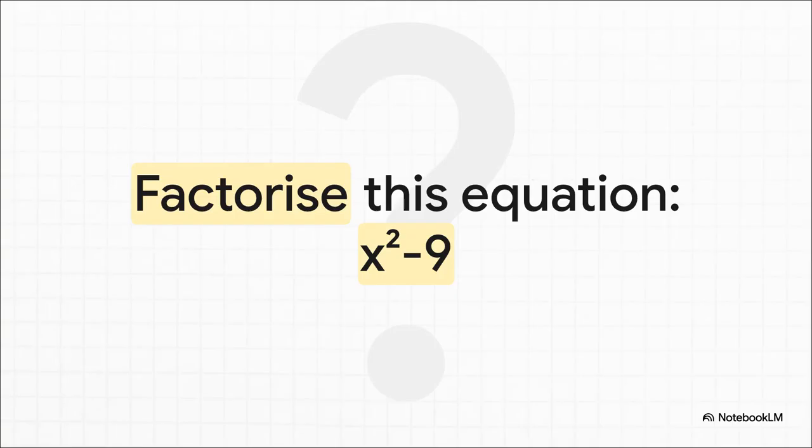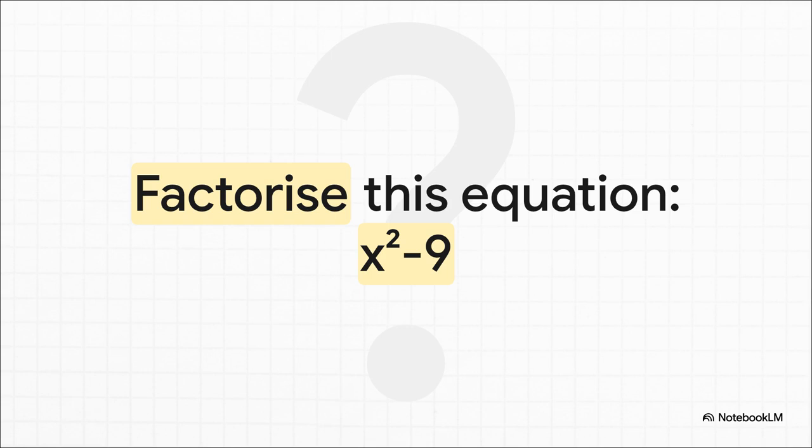Excellent progress so far. Now, this next level doesn't actually need complex calculations. Instead, it introduces a highly specific visual pattern, and you want to train your eyes to recognize this instantly in the exam hall. Challenge yourself with this. Factorize x squared minus 9.